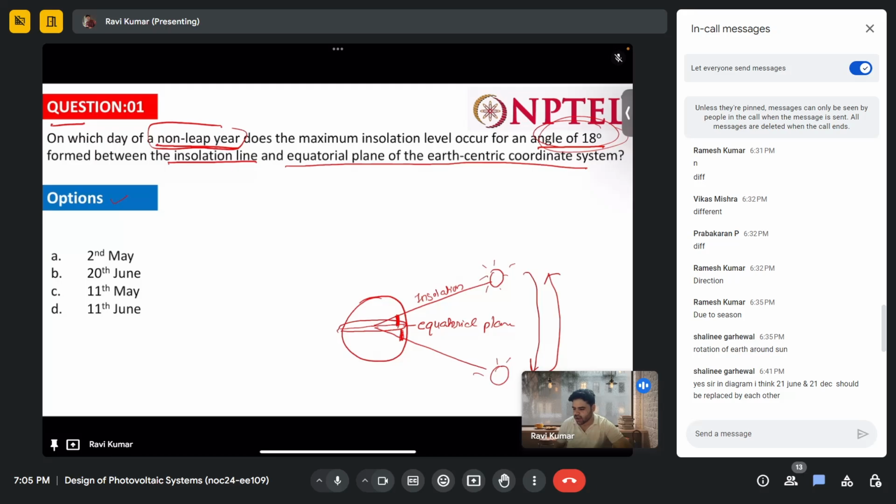So you have a formula for the declination angle. Put everything in the formula, you will get the value. Do I need to give you the formula?